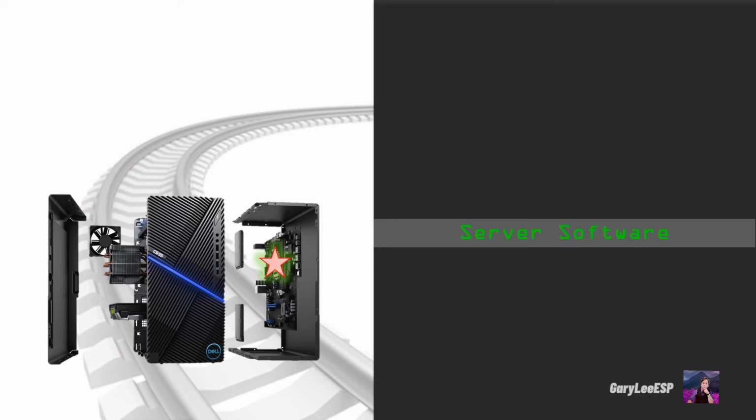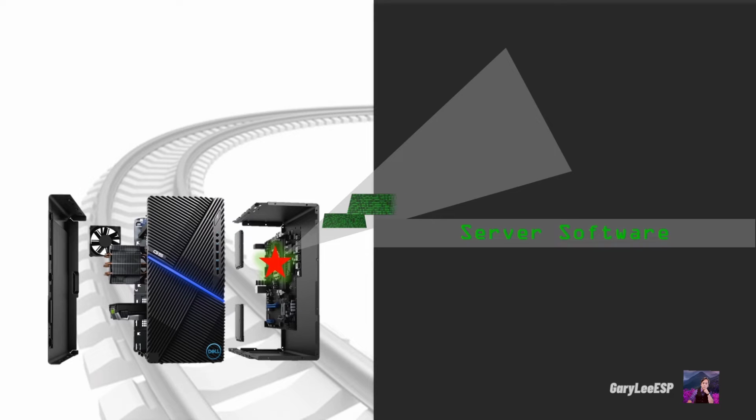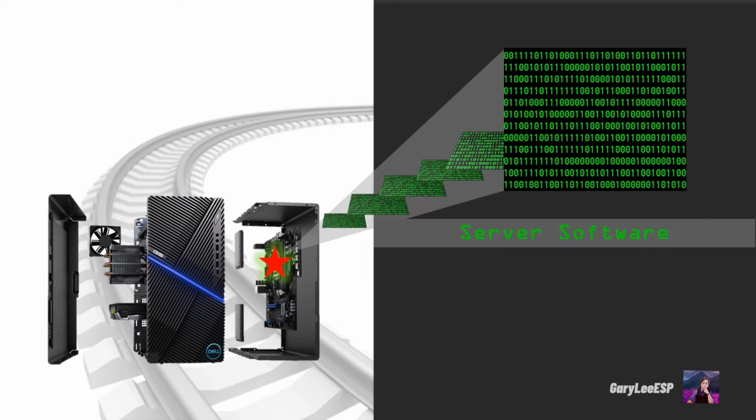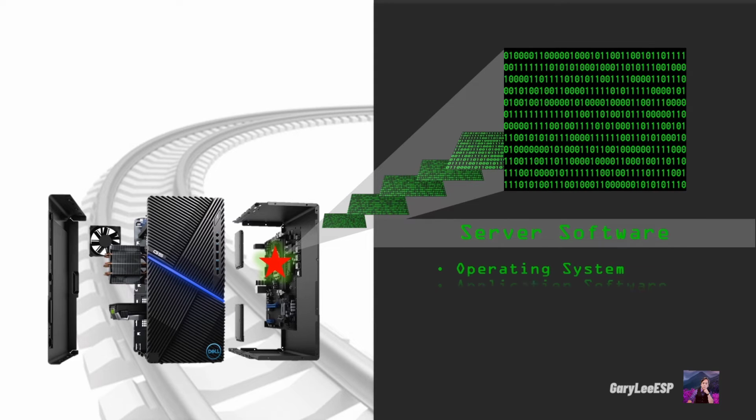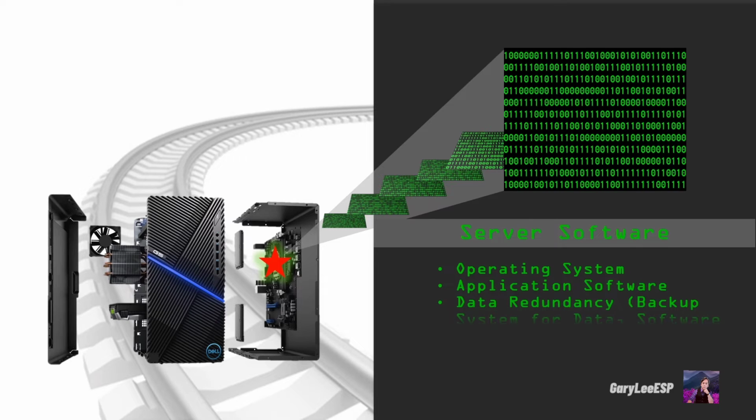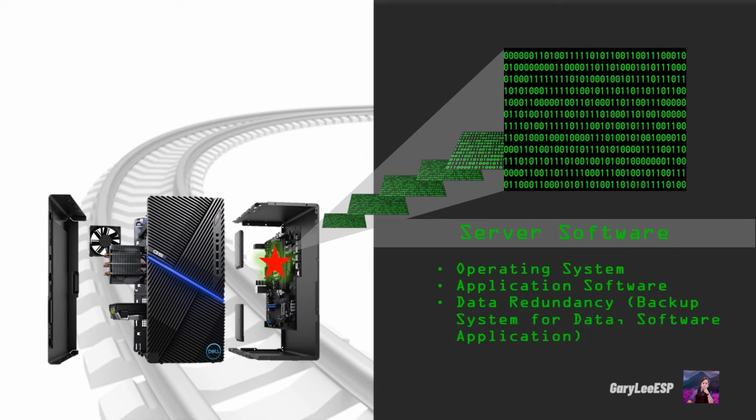There are different categories of software used in the server to facilitate and maintain the high-end computing services and functions. These include operating system, application software, and data redundancy system.